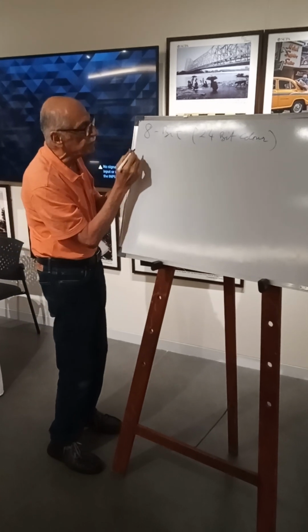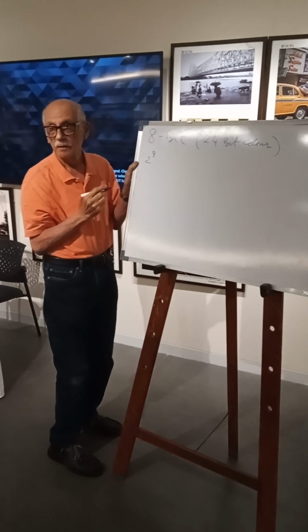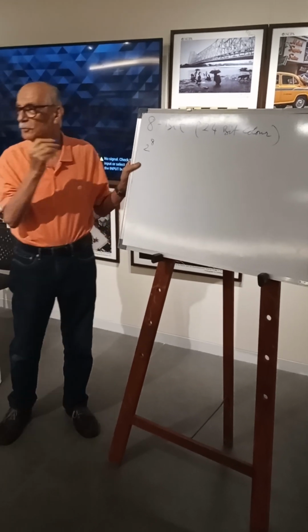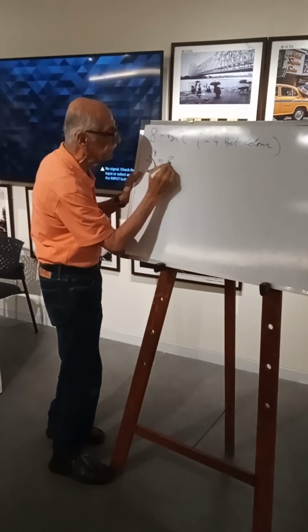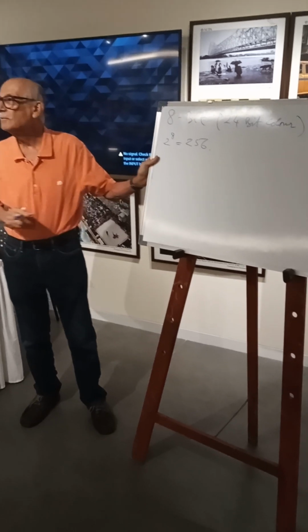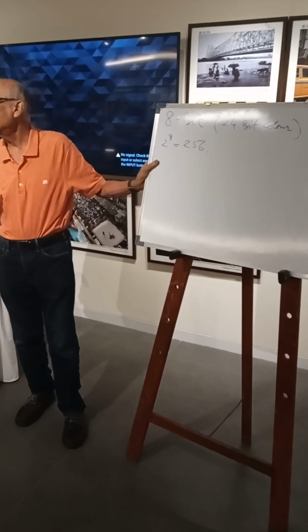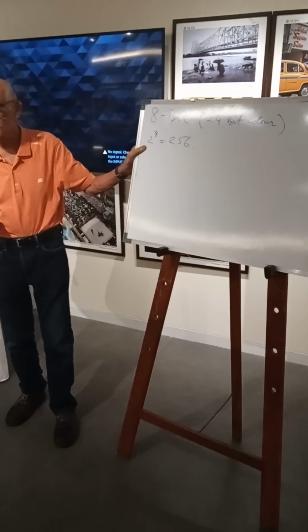So 8 bit means what? 8 bit means 2 raised to the power of 8. What is 2 raised to the power of 8? 2 into 2 into 2 into 2, 8 times. That is equal to 256. Now 256 is for one channel. 8 bit is for one channel.